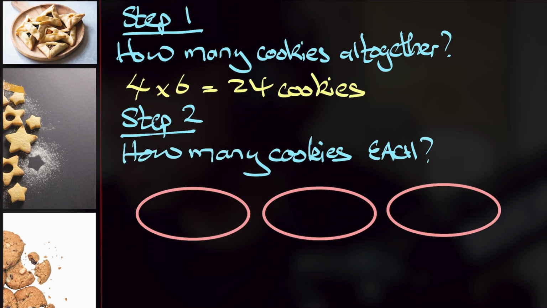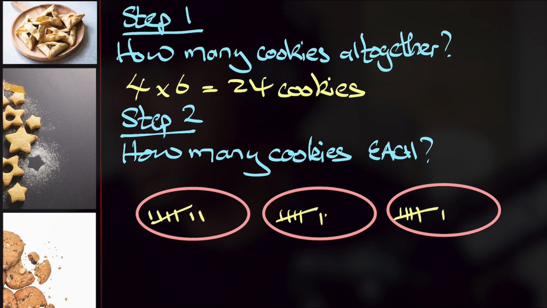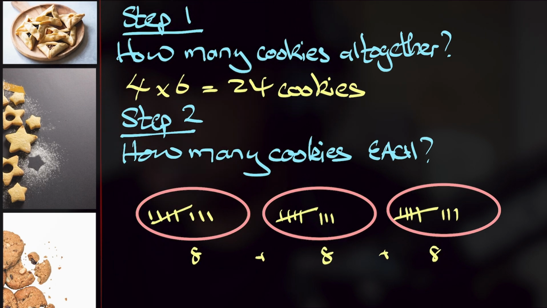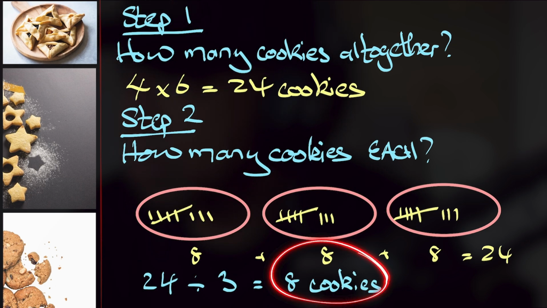And then I'm going to pass out 24 cookies equally, one at a time, between the 3 groups, 1 group for each girl. And I find that each girl enjoys 8 cookies. The number sentence that comes to my mind is 24 cookies, that's my whole, divided by 3 girls, or into 3 groups, is 8 cookies each.